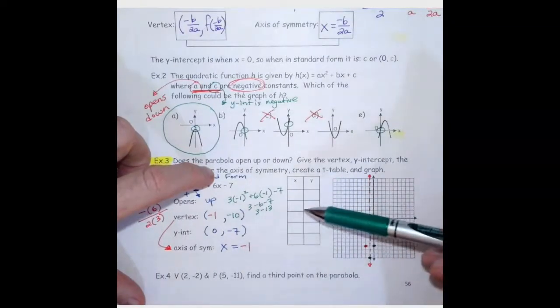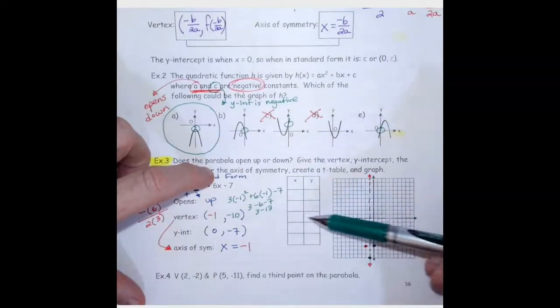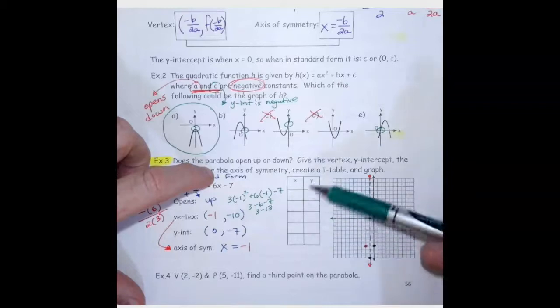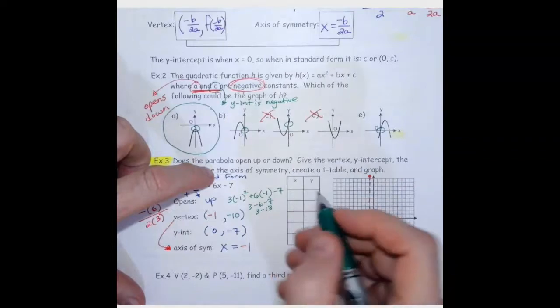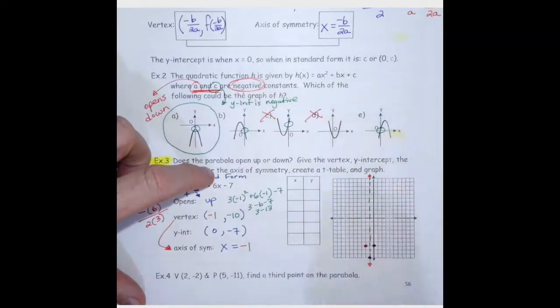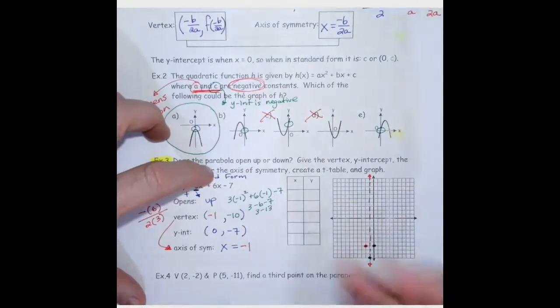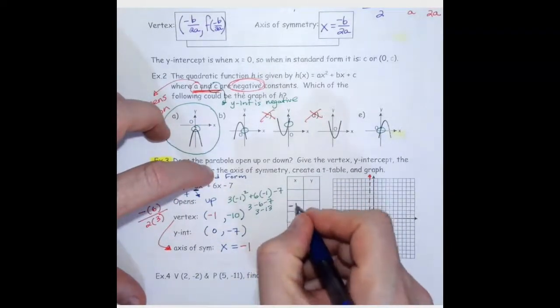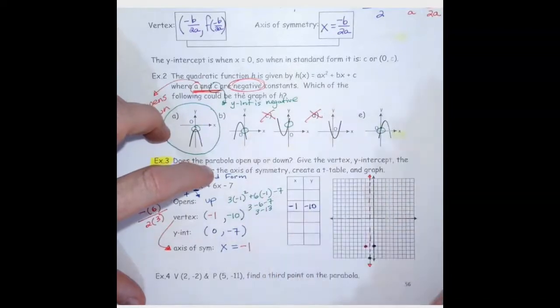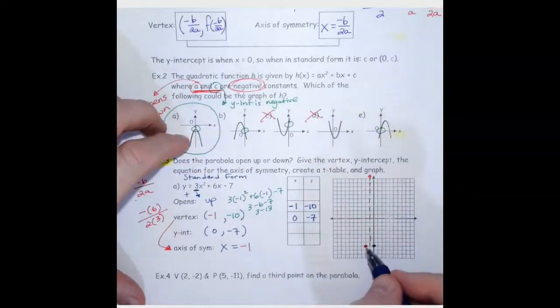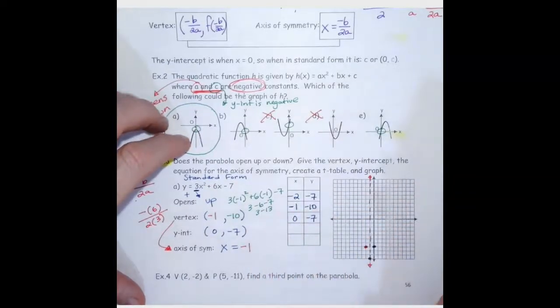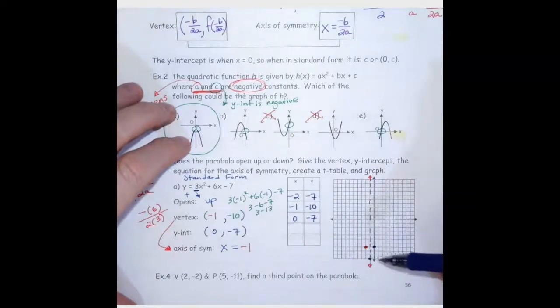Now, a lot of teachers tell their students to put the vertex in the middle and then use the symmetry and whatever. Well, yeah, I mean, we can. I'm going to skip down 1 and actually put it right here. So I'm going to put -1, -10. Alright? And then we could put 0, -7. And then this point over here is -2, -7. Okay? Now maybe one or two of you are saying, hey, Mr.